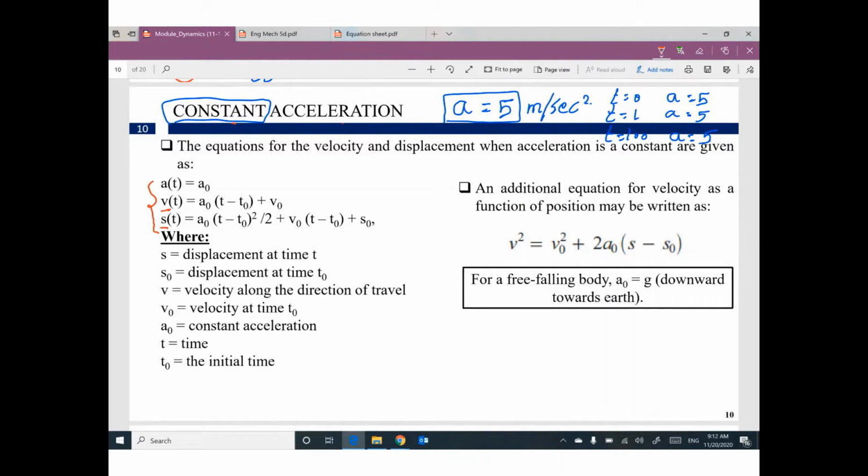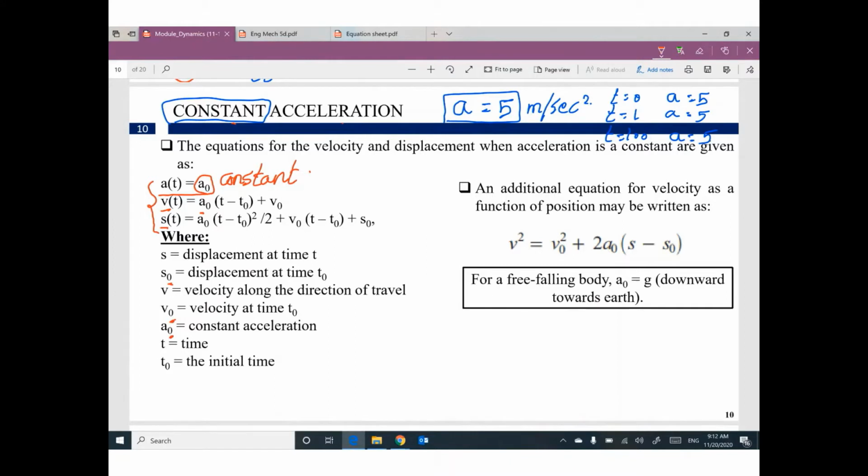So if you are talking about constant acceleration, we have 3 different equations for acceleration, velocity, and displacement. Acceleration will equal a constant, a number. Then velocity equals this acceleration times (t minus t naught) plus v naught. Position s equals a naught times (t minus t naught) squared divided by 2, plus v naught times (t minus t naught), plus s naught.